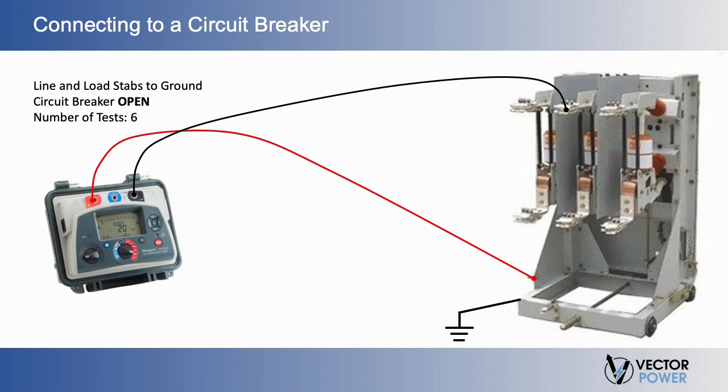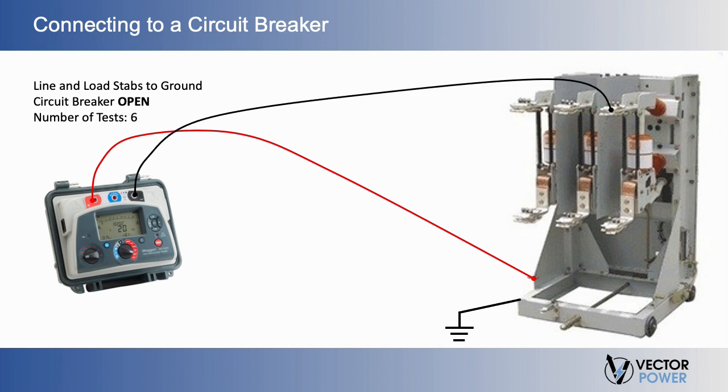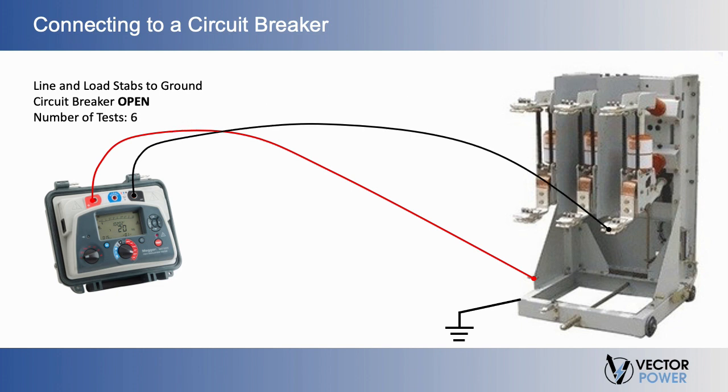Moving on to the next phase, we repeat the process. So our third measurement would be from the line side of the next phase to ground, as seen here. The fourth measurement is the load side to ground. Moving on to the last phase, we simply repeat the process again, taking our measurement from the line side to ground, as seen here, and then taking a measurement of the load side of our last phase to ground.